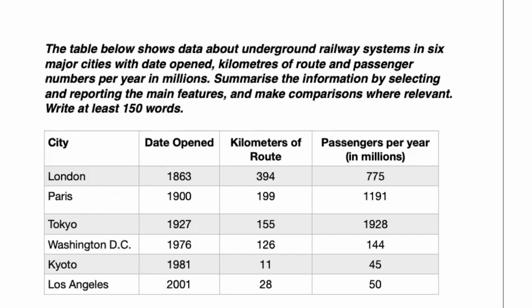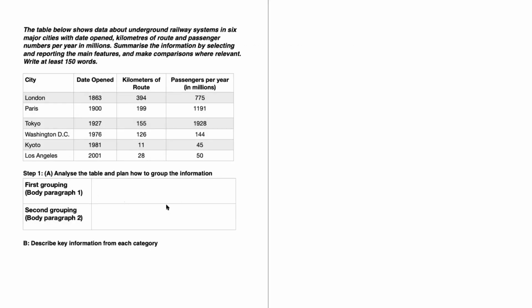So with that being said, we have our step 1, analyze the table and plan how to group the information right here. Now it is a bit tricky when trying to understand how to group this information. There really isn't anything that calls out at you, but that's why a lot of practice and analytical skills will really come in handy here. You might be thinking of looking at passengers per year, perhaps those that have the highest amount of passengers versus the lowest. You could also be looking at kilometers of route.